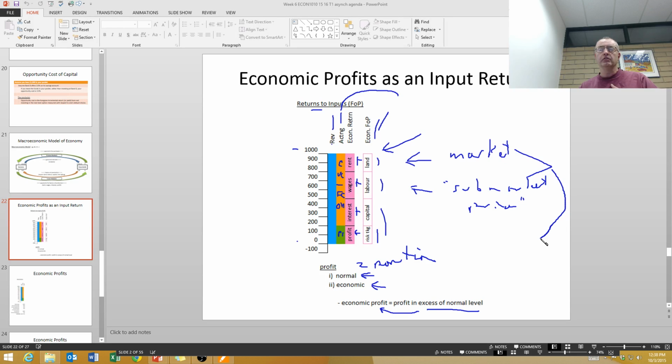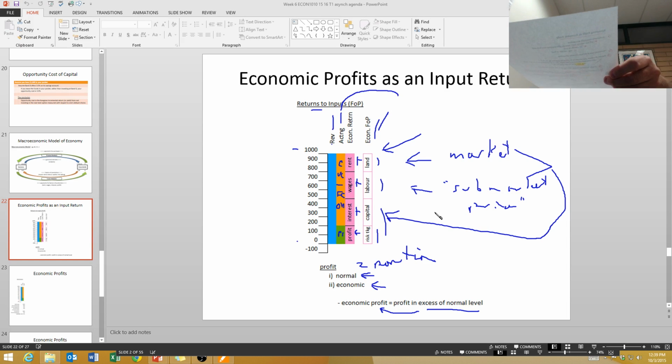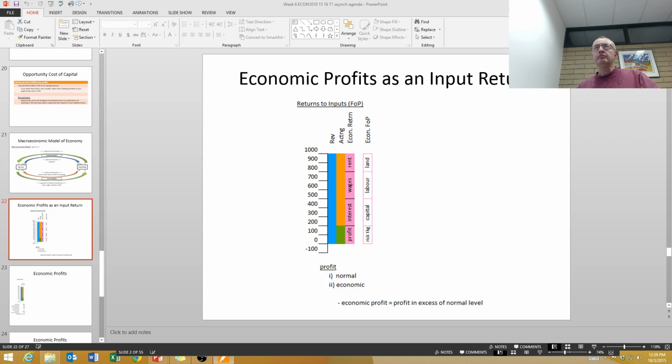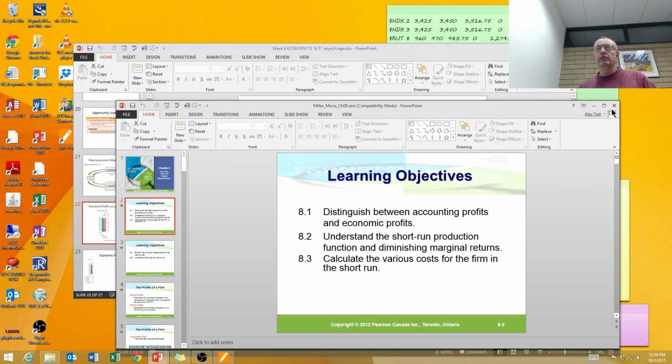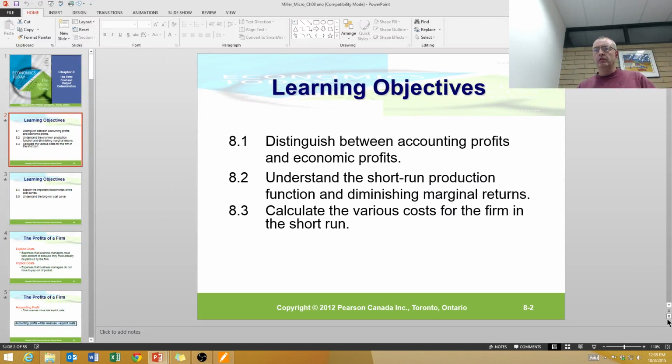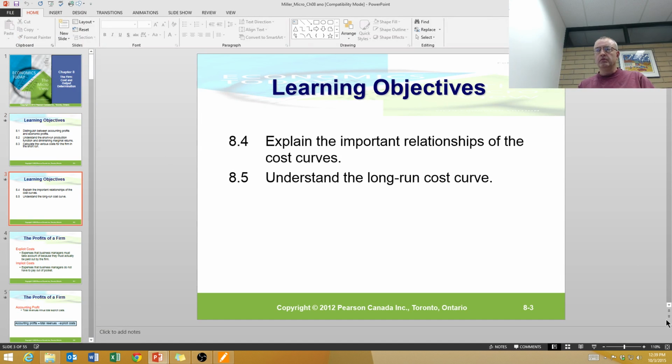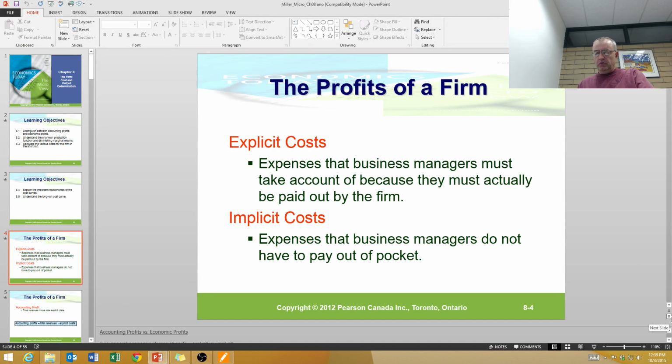And economists include that opportunity cost in their calculation of economic profit. So that's another difference between the way accountants do things and the way economists do things. Okay, so now let's go back to the slides, and we'll just kind of continue on here. Okay, so we draw this distinction between explicit and implicit costs.